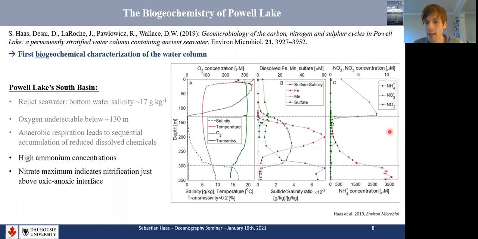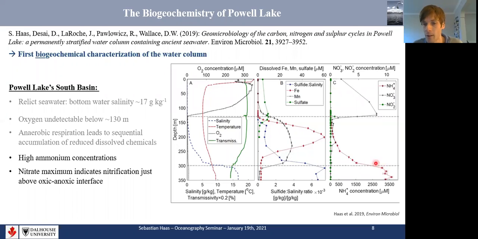In terms of the nitrogen cycle, we see here in red the ammonium concentrations being very high in the bottom water. And you can appreciate how, from this maximum at the bottom, it diffuses upward toward the oxic-anoxic interface. And where oxygen becomes available above the oxic-anoxic interface, we see, as expected, a nitrate peak, indicating nitrification, which requires oxygen and uses the ammonium diffusing up, where the upward diffusing ammonium overlaps with the downward diffusing oxygen. Nitrification can occur to create this nitrate peak.